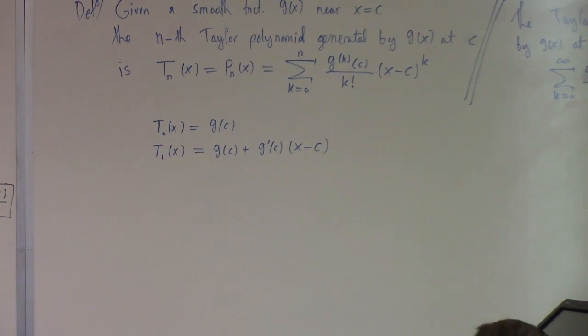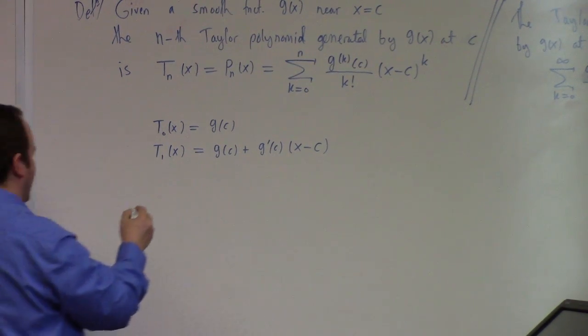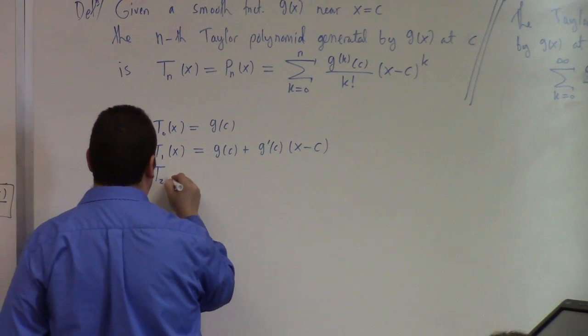Right? You should recognize that. That's the tangent line approximation to the function at c. So the first Taylor polynomial you already studied in Calculus 1. It's the linearization of the graph. What's the second Taylor polynomial? Well, that's probably less familiar.